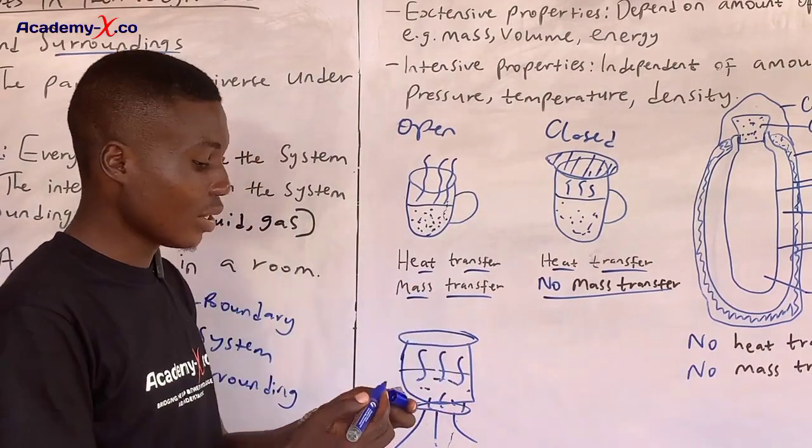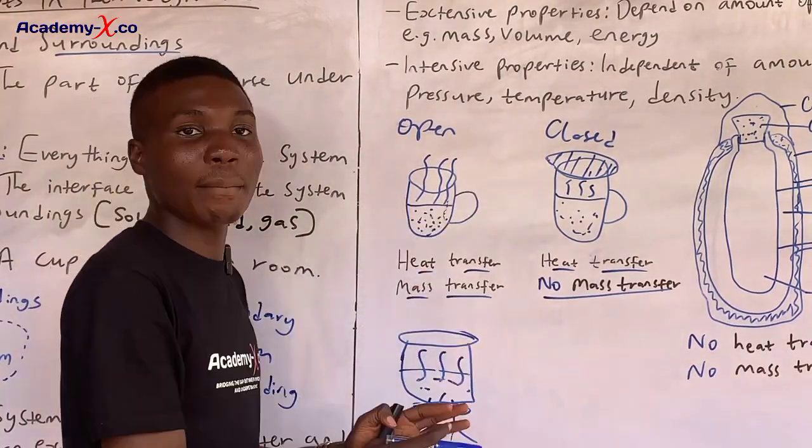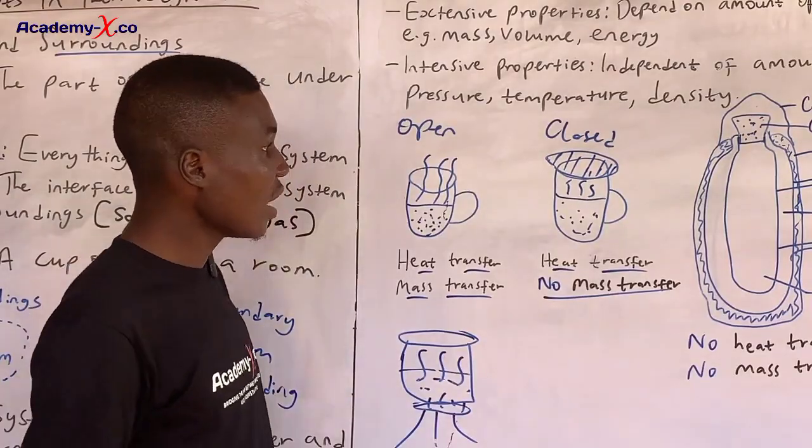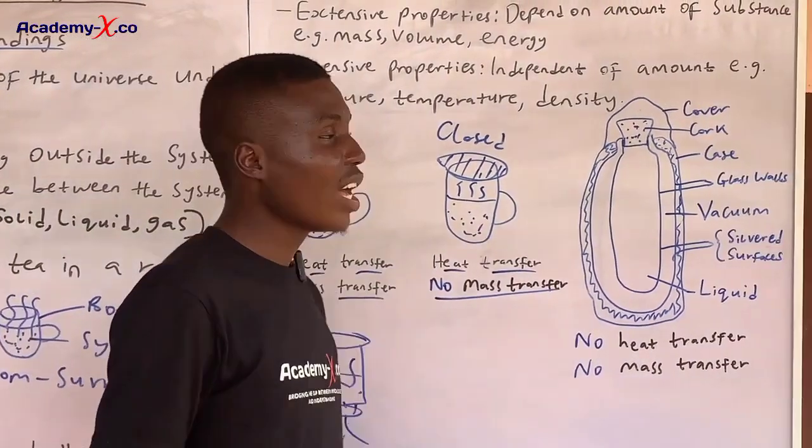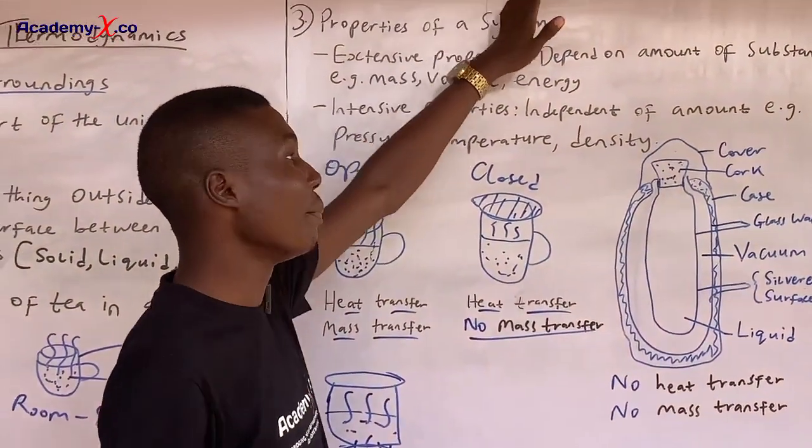There's no exchange of matter. So that's the difference between an open system and a closed system. Then how about an isolated system? And we already said that an isolated system, my example is the perfect thermos flask.